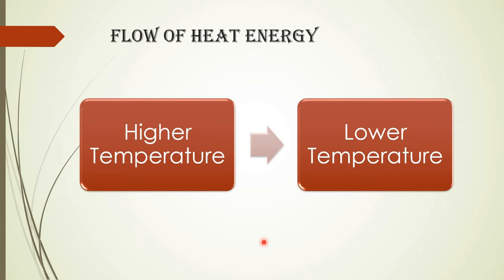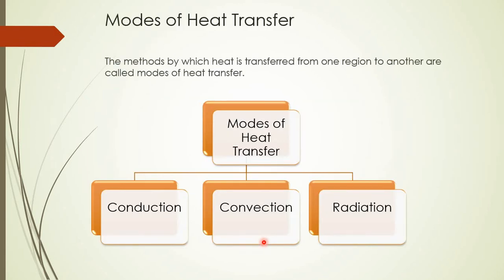Suppose a hot object is at 90 degrees Celsius and a cold object is at 4 degrees Celsius. Then the temperature will settle at some mid value between 90 and 4 degrees Celsius, and the temperatures become equal to each other. At that point only, the flow of heat energy from the higher temperature to the lower temperature will stop. This is about the flow of heat energy.